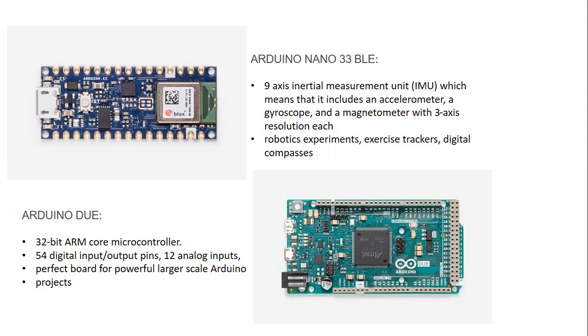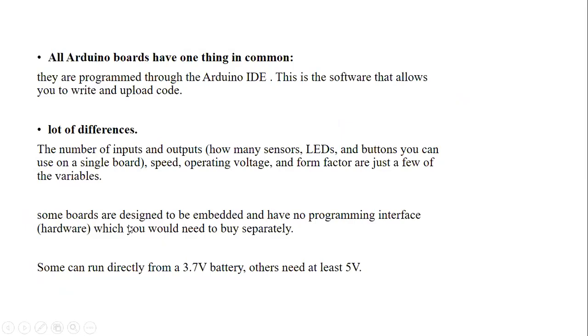And then Arduino Due, it has a 32-bit ARM core microcontroller, and it has 54 digital input output pins, 12 analog pins, and this is used in case you have to design some big project, a larger project, then you will use this Arduino Due. So till now we have seen different Arduino boards.